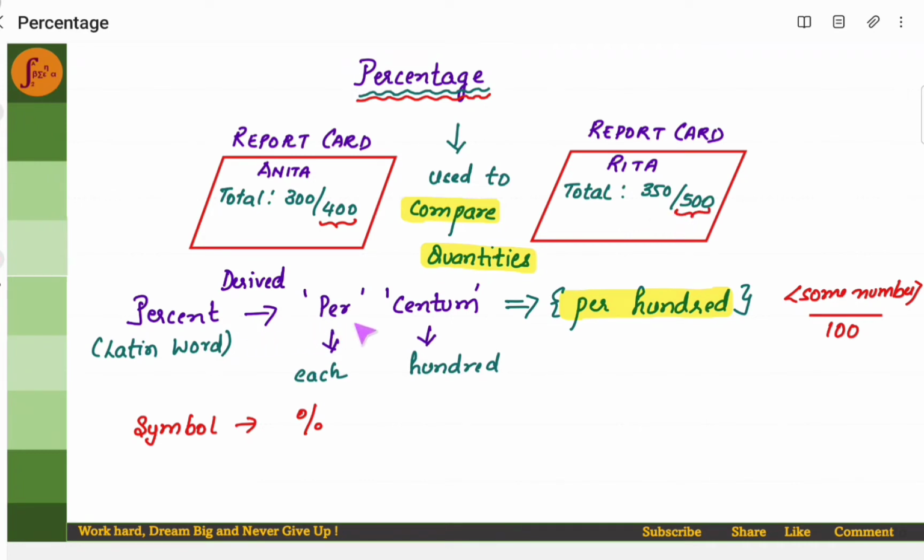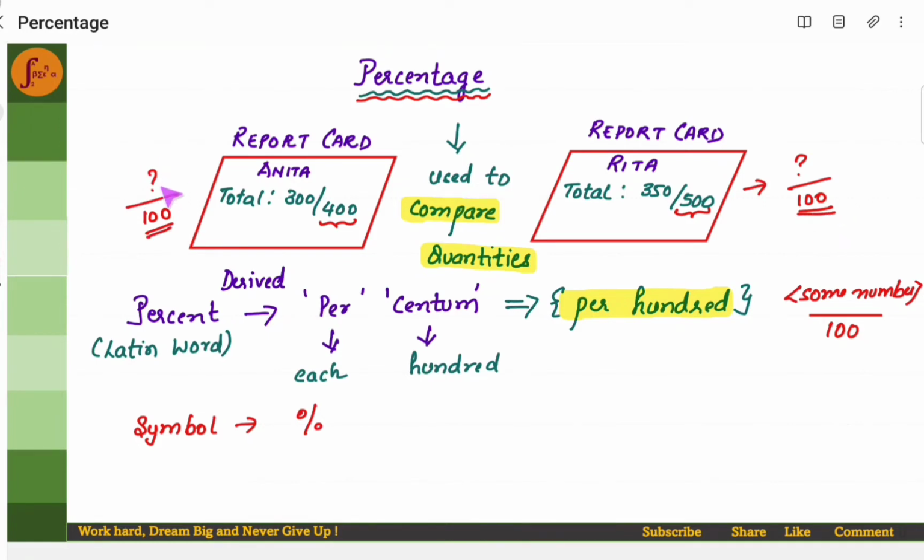That's why this concept of percentage has come up. Percentage means per 100, for 100. Here the total marks is 400 and here the total marks is 500, so it is difficult to compare. But if I find out how much Rita has scored for 100 and how much Anita has scored for 100, then both are common. The total marks are the same. So if we find the marks scored out of 100 for both Anita and Rita, it will be easy to compare, because it's the same scale.